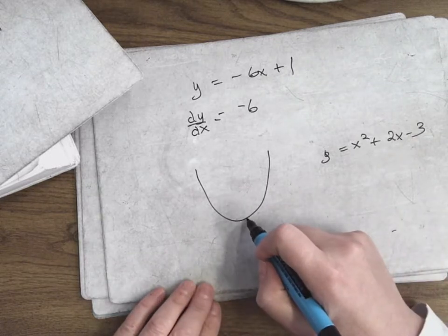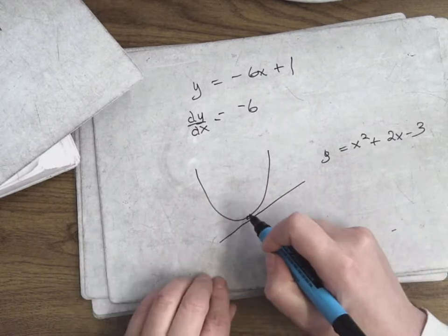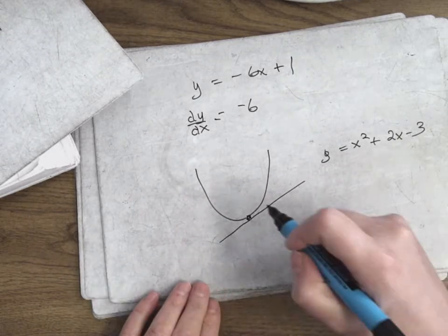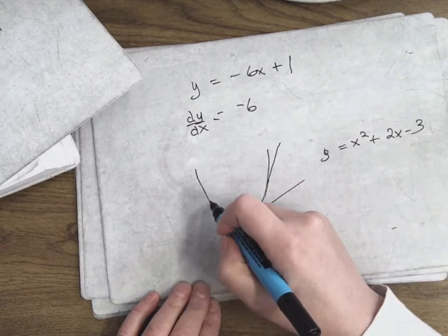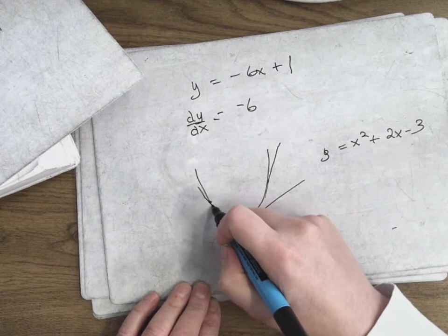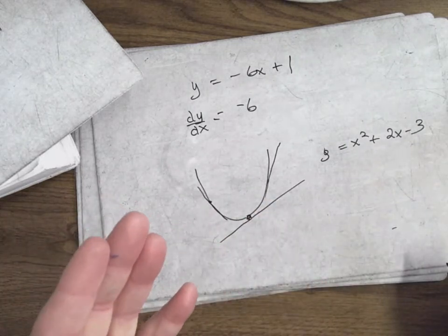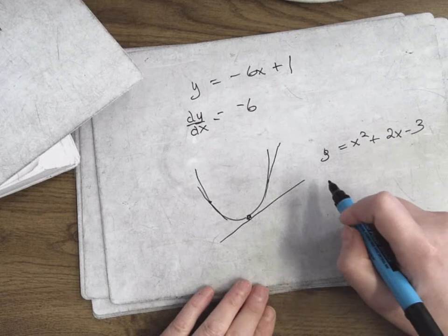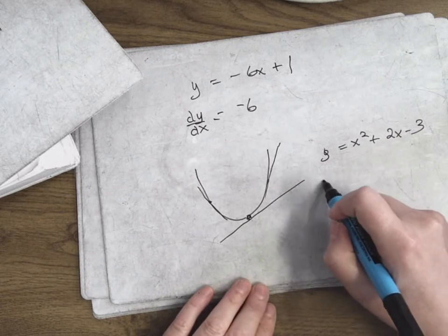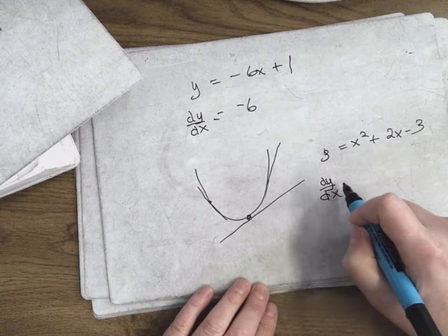Basically, on a curve, girls, the slope changes at every point. The slope at this point would be like this, and the slope at this point would be like this. So at every single point on the curve, the slope is different. Would you agree? So if I said find the slope of the curve, you'd say, oh, slope of a curve means get dy dx. So I get dy dx.